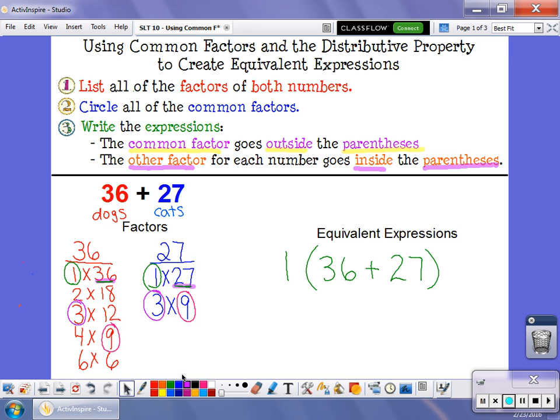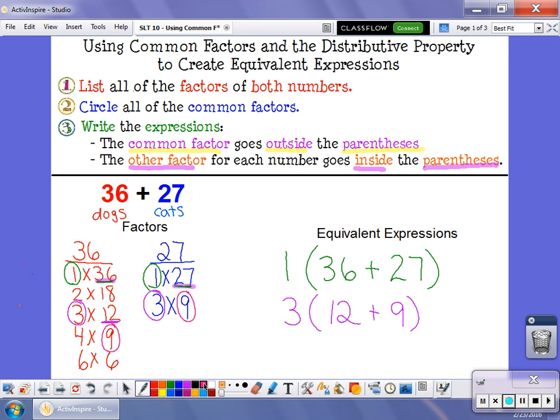Now let's look at my second common factor here, 3. This common factor, 3, means I could break these animals into 3 groups. If I broke them into 3 groups, each group would have 12 dogs. So I'm going to take this matching factor with my 3 times 12, and say if I had 3 groups, there would be 12 dogs in each group. And then I'm going to go over here. If I had 3 groups, there would be 9 cats in each group. So this equivalent expression is like saying I have 3 groups. Each group has 12 dogs and 9 cats.